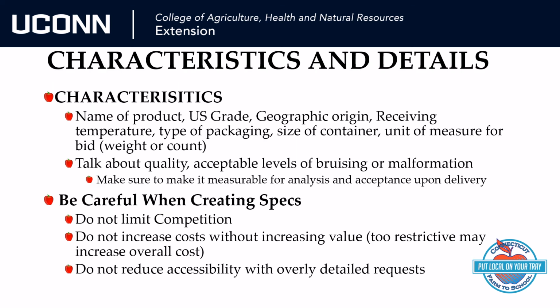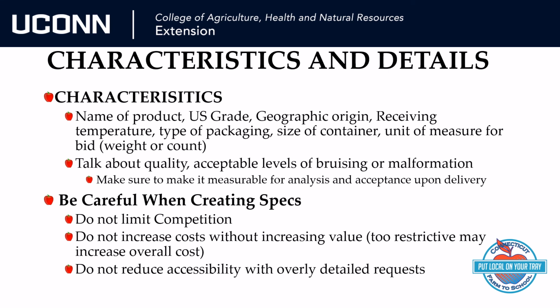Other tidbits from USDA trainings remind us all specifications should begin with the name of the product and then give details such as grade, its geographic origin, what the temperature is at the time of receiving, the type of packaging, the unit of measure, weight or count, and any quality descriptives that help the responder understand your expectations. This could be such statements as, fruit must have no outward signs of bruising, or vegetables should be firm and show bright color, or minimal debris or deformity allowed.